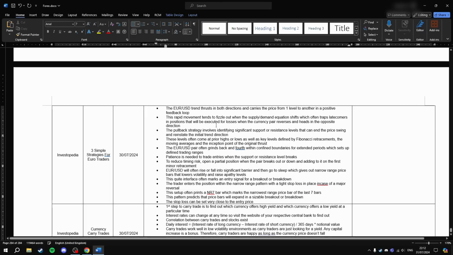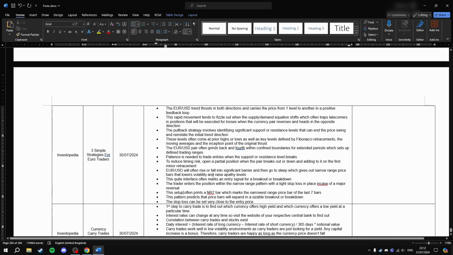This quiet interface often marks an entry signal for a breakout or breakdown. So the trader enters a position within the narrow range pattern with a tight stop loss in place in case of a major reversal. This setup often prints an NR7 bar, which marks the narrowest range price bar of the last 7 bars. This pattern predicts the price bars will expand in a sizable breakout or breakdown, and the stop loss can be set very close to the entry price. So this last one is the NR7 one.